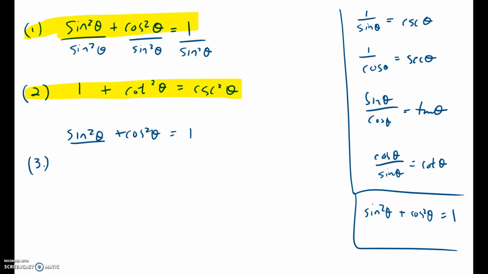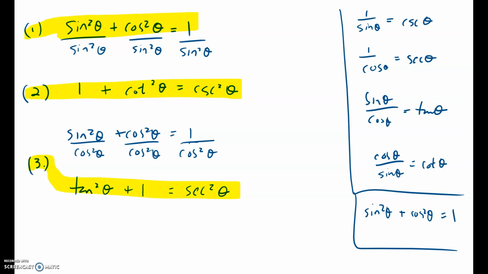And I'm going to divide everything by, instead of sine squared, cosine squared. I'll get another one. You can see these all the time. These are really common. Sine squared over cosine squared is tangent squared. Cosine squared divided by cosine squared is 1. And 1 divided by cosine squared is secant squared. Three Pythagorean identities. Okay?